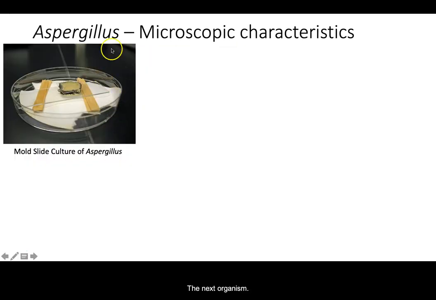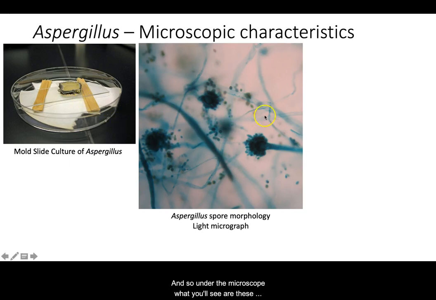The next thing we're going to look at with Aspergillus is the microscopic characteristics. So this is what's called a mold slide culture. And so this is a way to evaluate and grow a mold on a slide so that you can then visualize it microscopically. And so under the microscope, what you'll see are these tube-like structures. Those are again called hyphae. And then at the end of hyphae, you can have the development of these asexual spores. And so while all mold are going to have these hyphae, the way in which the spores are organized and how they're formed are going to differ across the different mold organisms.